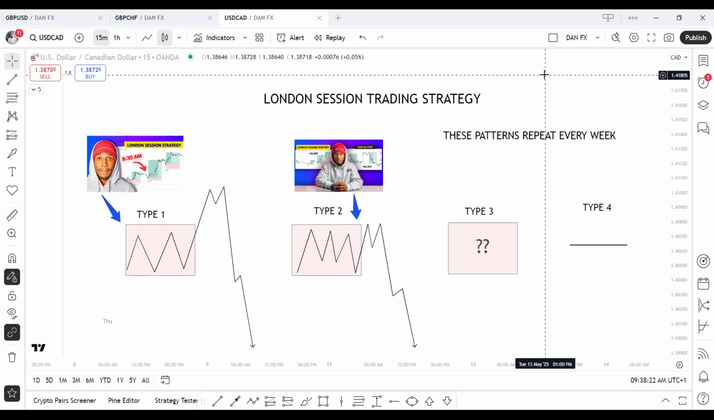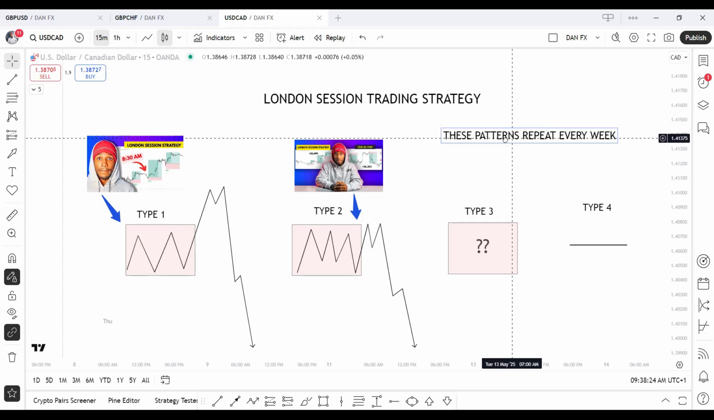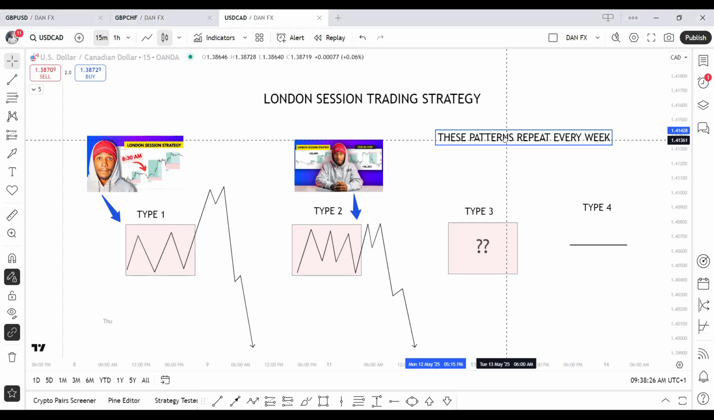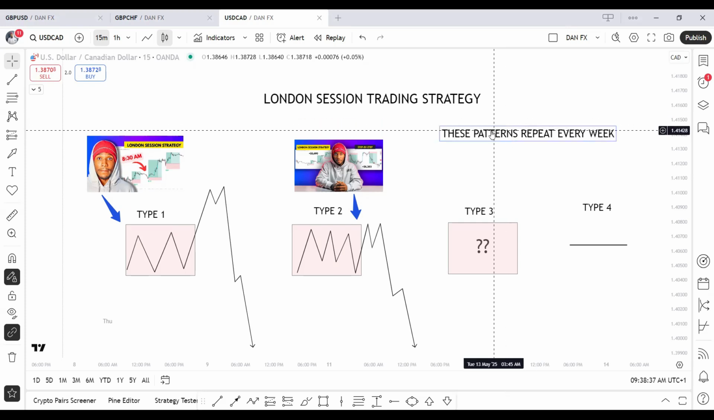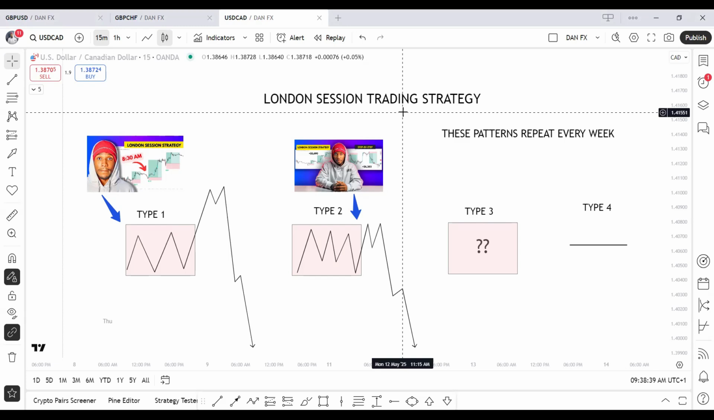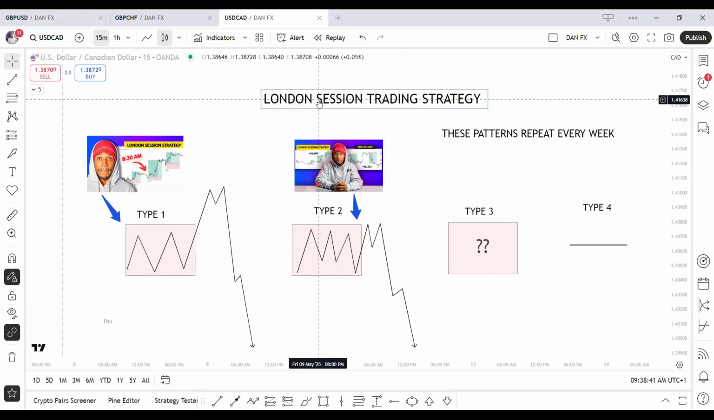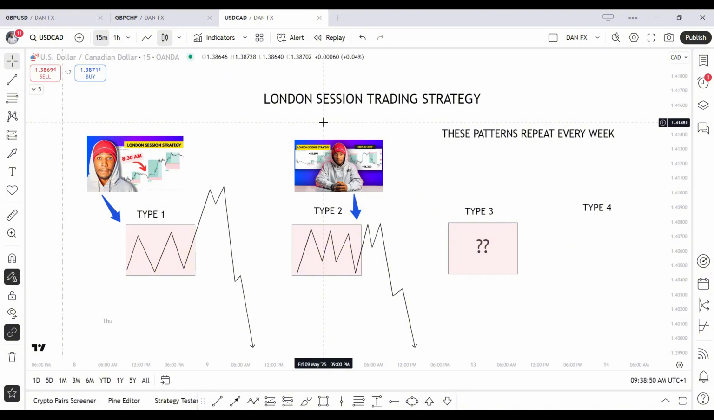I'm going to be showing you patterns that repeat themselves on a daily basis, mostly on a weekly basis, right? Every single week that you can learn, master, and trade in order to make money and be consistently profitable when trading. Now, one thing to also note is that this pattern also plays out during the New York session. Not every time, but most of the time it's in the London session. I call them London patterns.